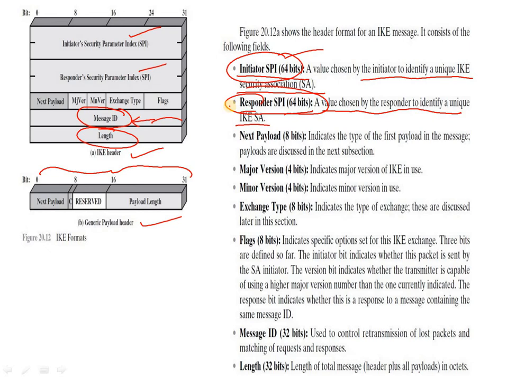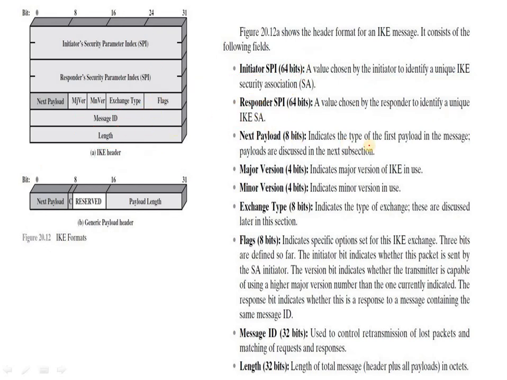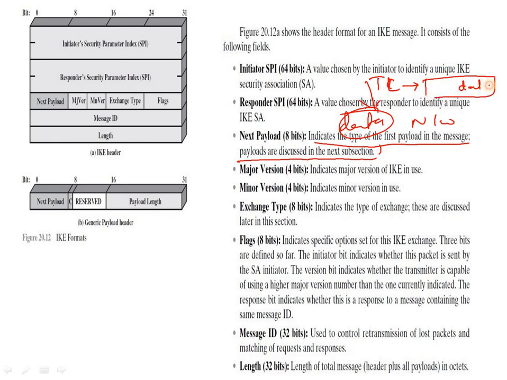Next payload. It indicates the type of the first payload in the message. Payloads are discussed in the next subsection. We will know what is payload. Payload is nothing but data. Because we are working in the network layer, the data is received from the transport layer. We have already seen that the transport layer consists of the data as well as the TCP header. This whole together is called the payload.